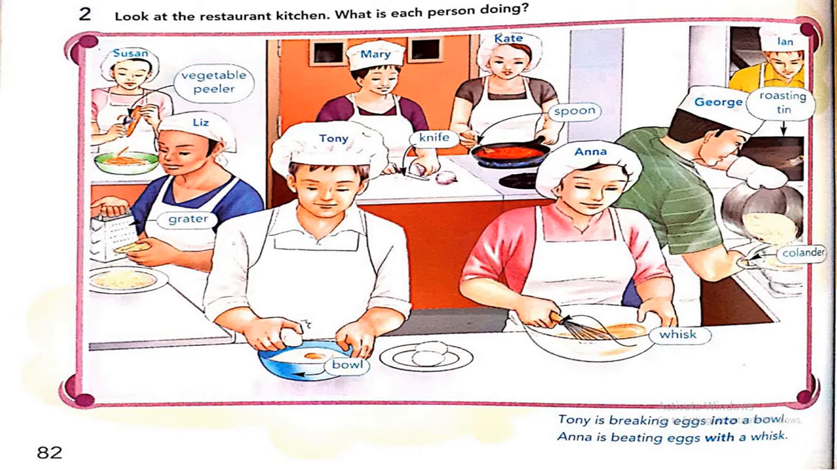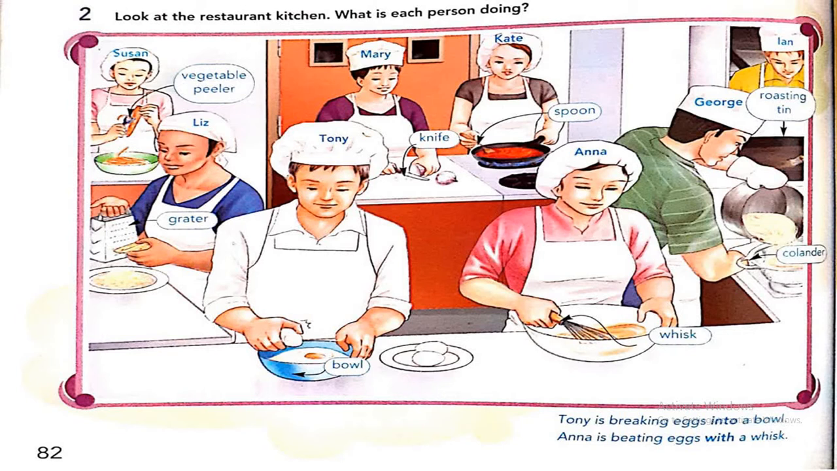So look at the restaurant kitchen. What is each person doing? So before we say what each person is doing, let's try to read the pictures. So we have Susan, character Susan, and she is holding a vegetable what? Peeler. Vegetable peeler. Okay.